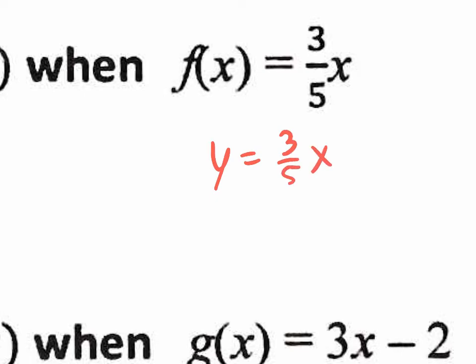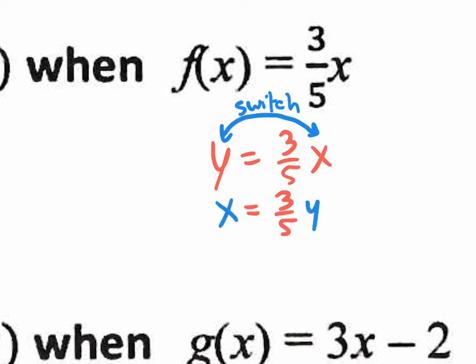So how do I find the inverse? I switch the x and the y. Go ahead and copy that down. Switch the x and the y. So magically, instead of y equals 3/5 x, we're going to have x equals 3/5 y. That's the first part of finding the inverse. You switch x and y. But what's the second part of finding the inverse?